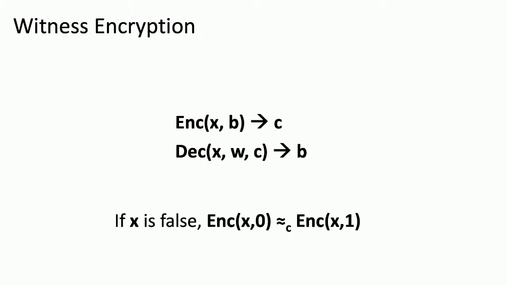If I give you an NP statement and a bit, I can encrypt to that NP statement, and I can correctly decrypt if I have the corresponding witness. That's correctness. The security of witness encryption is that if X is actually a false statement, so there are no witnesses, then encryption of 0 and encryption of 1 are computationally indistinguishable.